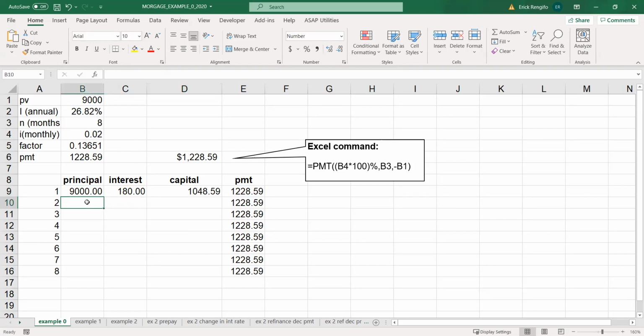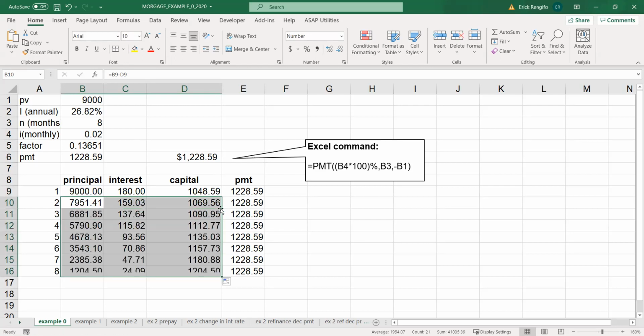Okay? And the last formula that you need to be sure that you make correctly is my next principal, which is going to be $9,000 minus my 1,048 capital. And then you copy this line down here. Once you have this one here, you simply copy these three with the black cross, and down, and done.